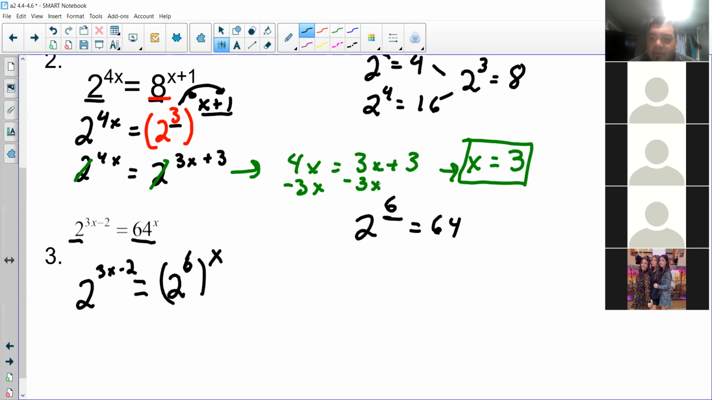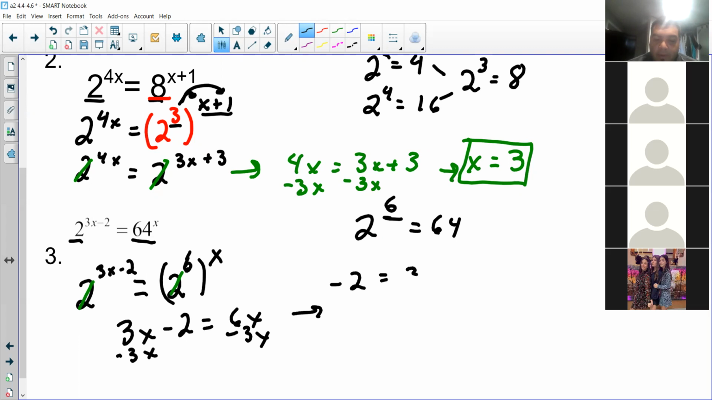Okay. Anyone want to give a shot at giving me the answer? X equals 2 over 3, because you're going to cross these out, and you're going to have 3x minus 2 equals 6x minus 3x on both sides. Negative 2 equals 3x, then divided by 3. So negative 2 over 3 equals x.